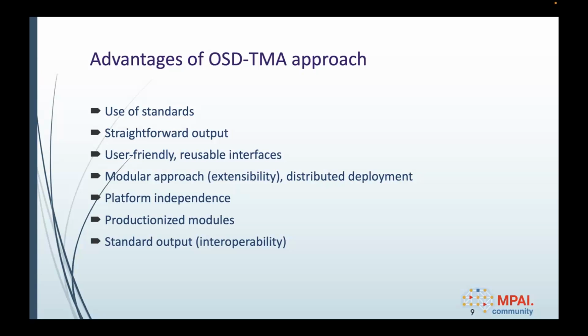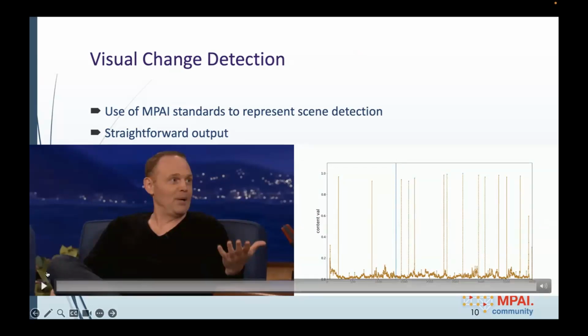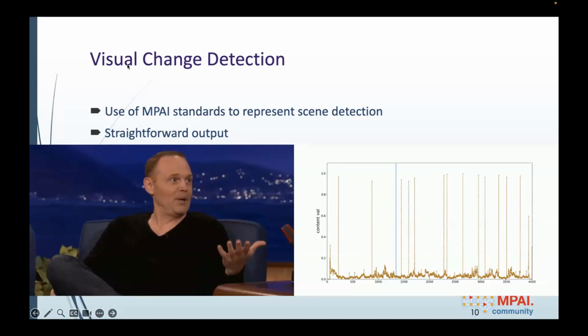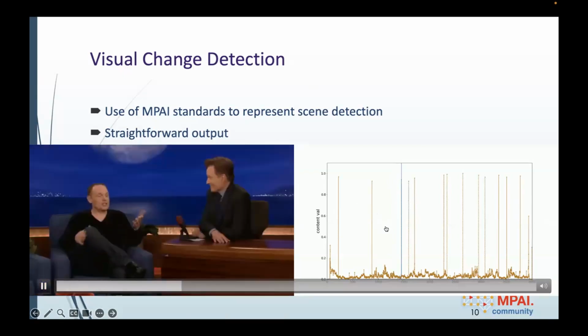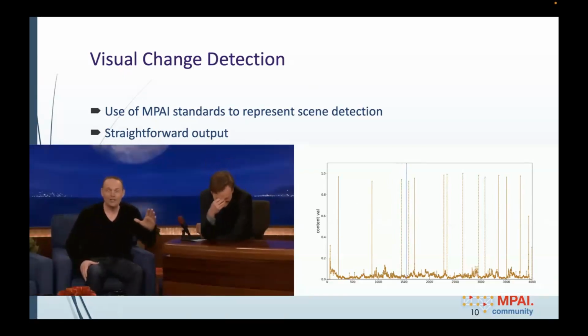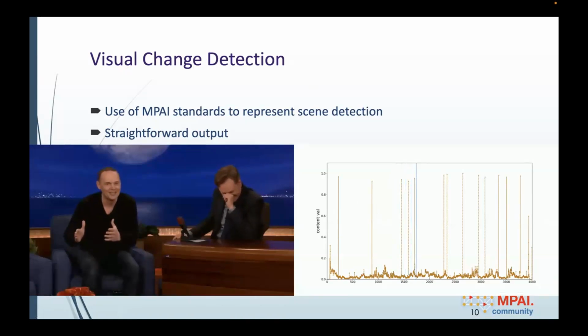And I also want to stress again the importance of this output for interoperability. Just to give you an example of the visual change detection and the possible applications that could be built on top of the output of the system, you see here that, for example, we created this very simple visualization based on the output of the visual change detection. The spikes here represent the scene changes. And if you follow the blue line moving across, you can see that, based on the analysis of the video, the peaks correspond to video changes.